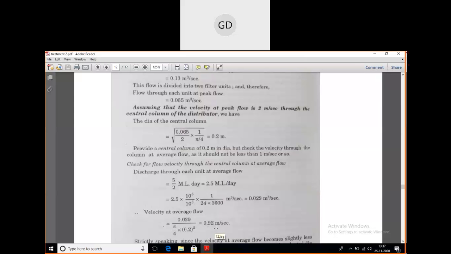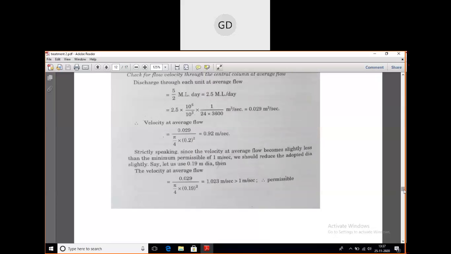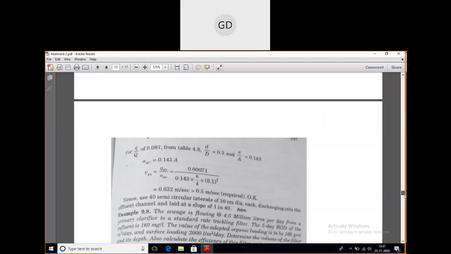Since it is not safe, you have to assume another diameter, slightly less than the 0.2 we assumed before. If we assume 0.19 and find the velocity again, you will get about 1.023 meter per second, which is slightly greater than 1 meter per second. Hence this is permissible and safe.